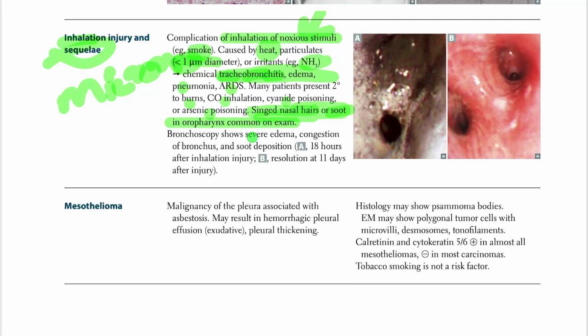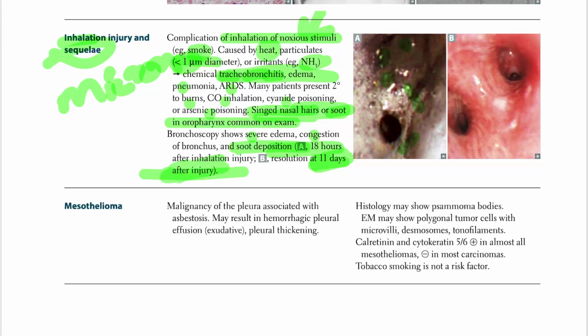Bronchoscopy shows severe edema, congestion of the bronchus, and soot deposition. Again, soot is there, which is in picture A. You can see all that soot deposition, 18 hours after inhalational injury. Resolution at 11 days after injury. So it's sort of an acute thing that you will see, but within 2 weeks you have the resolution after injury.